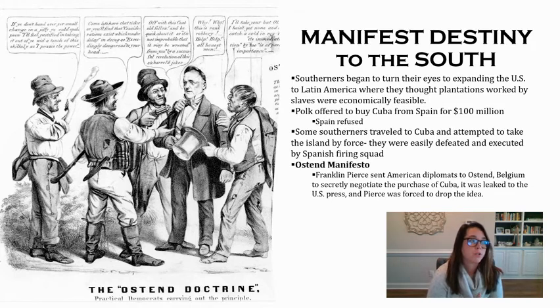Northerners, Free Soilers, Westerners were outraged by the fact that the Pierce administration would try to do something like this. And so Pierce had to drop it, right? So Southerners kind of lost out on that option.